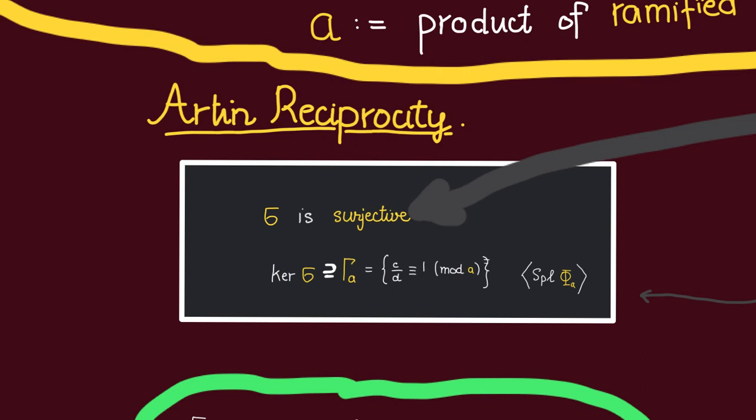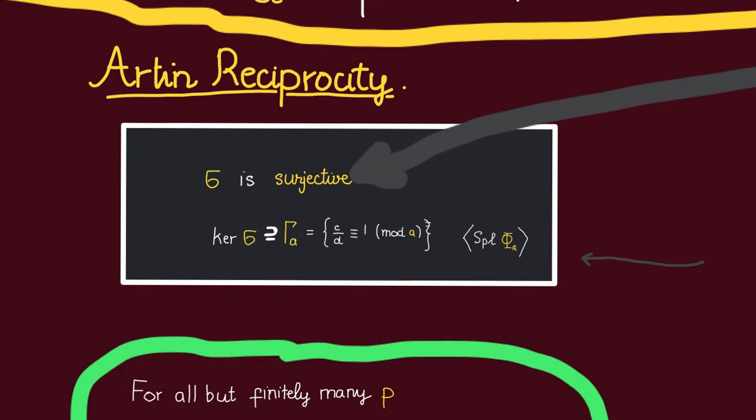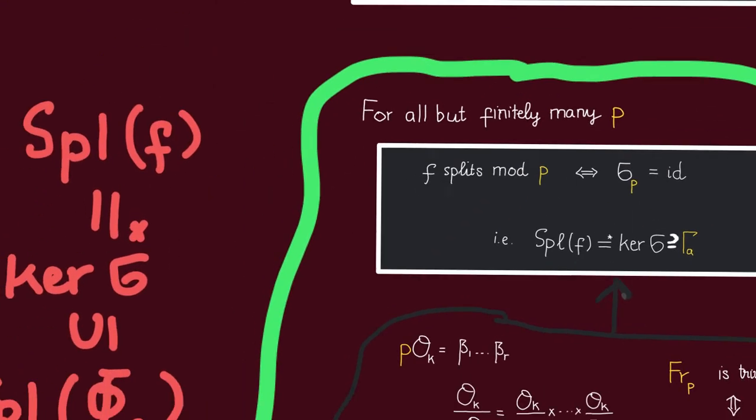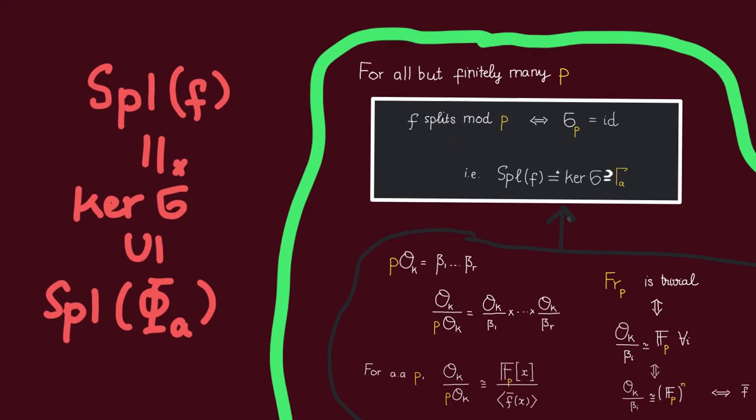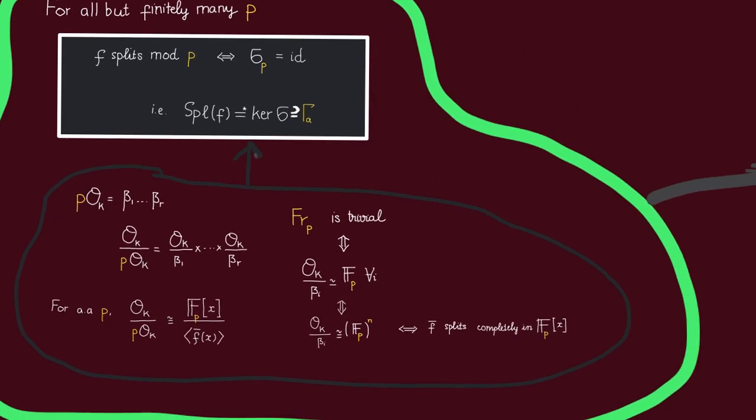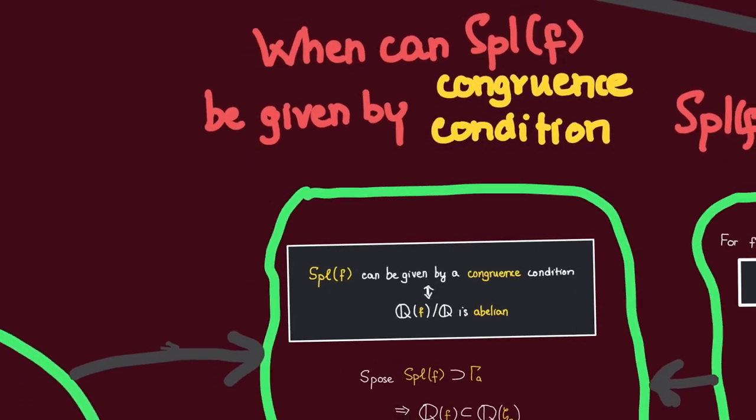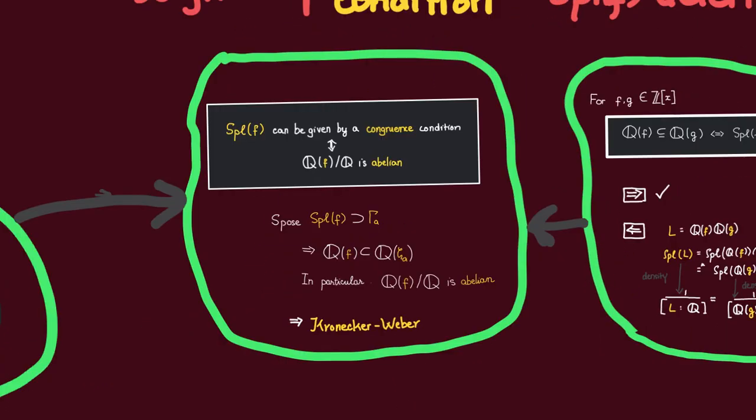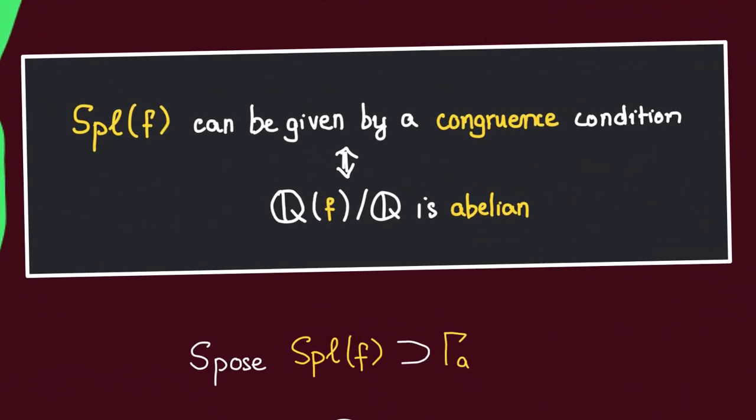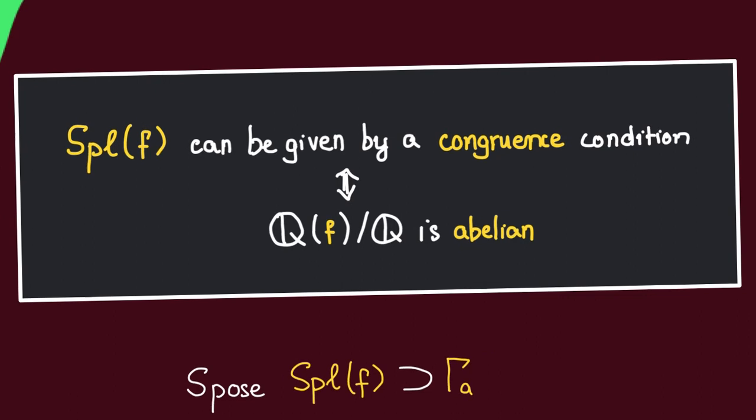So in the next video, we're going to discuss what this Artin map is, and then we'll discuss Artin reciprocity, and then we'll show that split F is just going to be, roughly speaking, the kernel of the Artin map. This will then allow us to finish the proof of the abelian polynomial theorem. We will be able to show that if F is an abelian polynomial, then split F can be given by a congruence condition. So see you in the next episode.